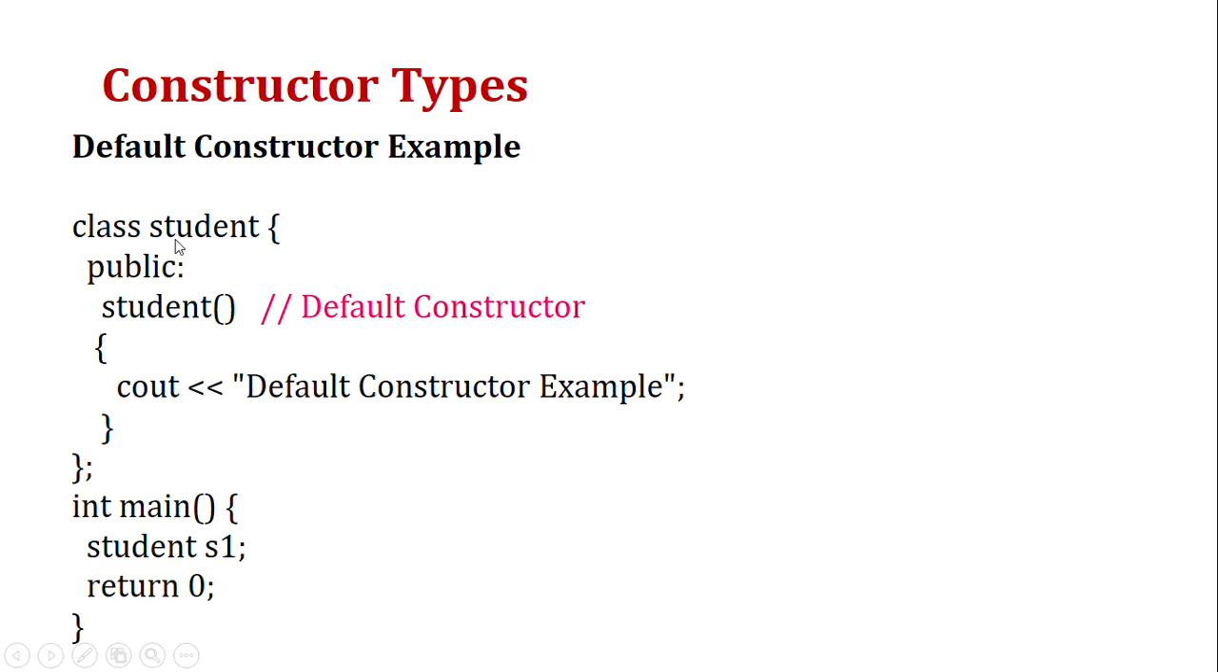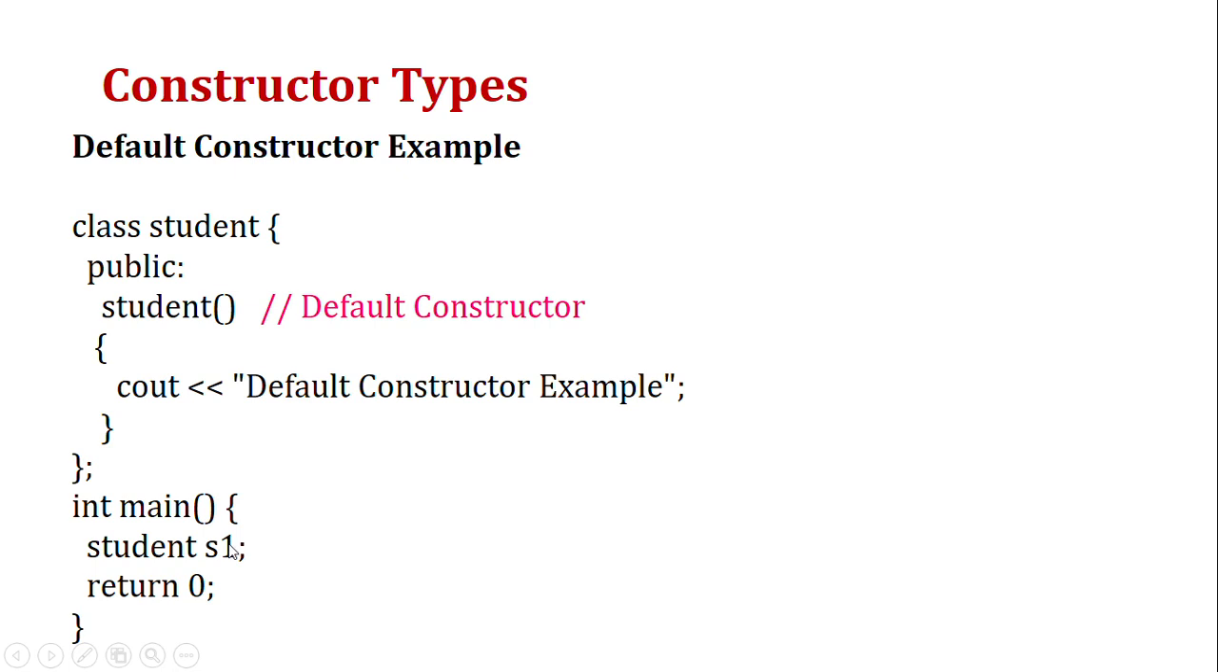Here it is, Student is my class, and this is my constructor declared in public scope. Function name is the same as the class name. It doesn't have any parameters, so hence it is a default constructor. In the function definition, if you wanted to initialize any data member for the S1 object, you can give it over here. And in the main function, I'm creating the object.